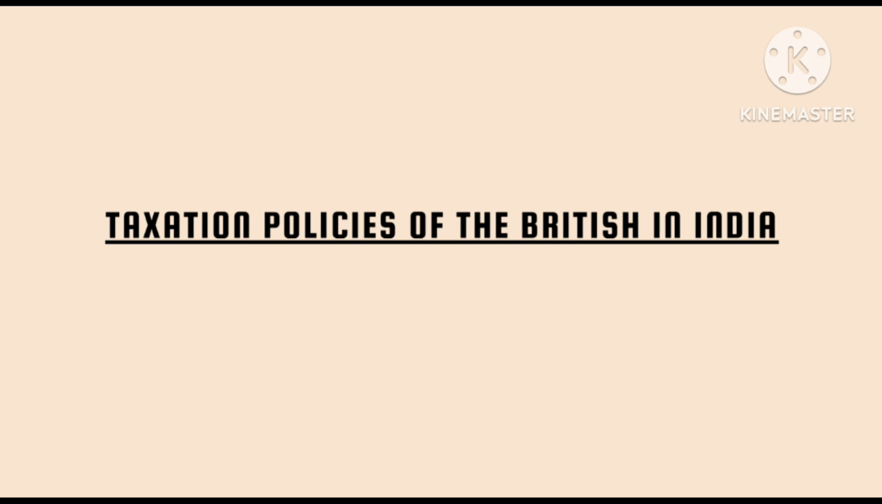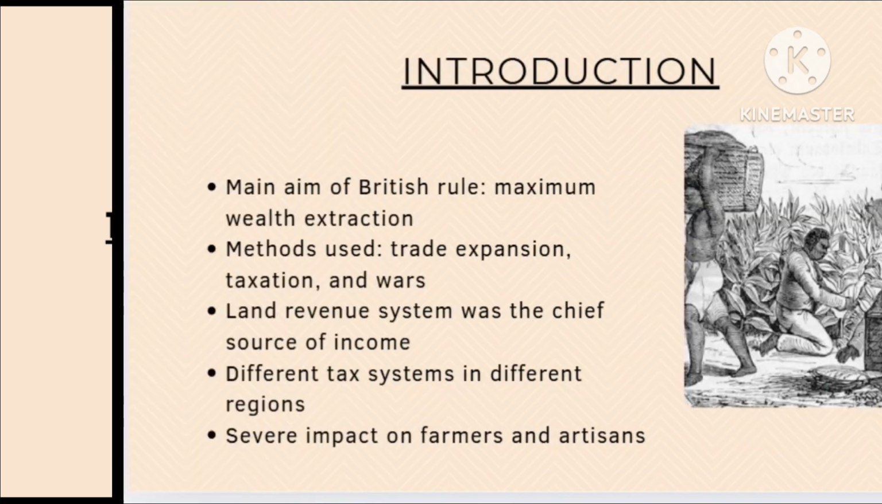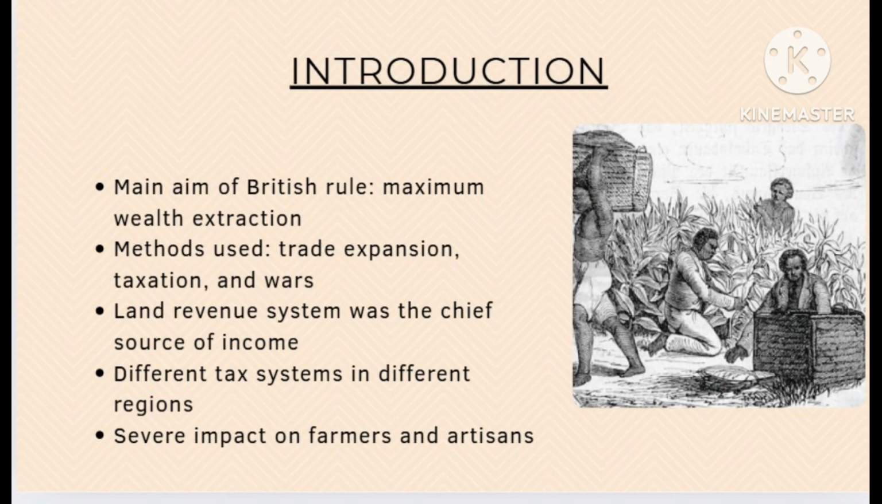To begin with, the main aim of British colonial rule in India was maximum wealth extraction. For this purpose, the British adopted methods such as trade, taxation, and wars. Among these, the land revenue system played a crucial role. Moreover, different tax systems were introduced in different regions of India. As a result, these policies deeply affected the lives of farmers and artisans.